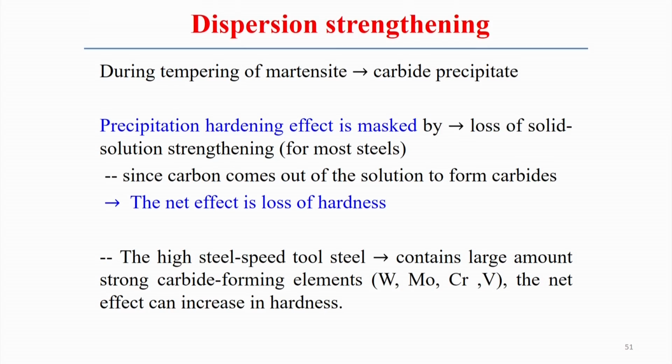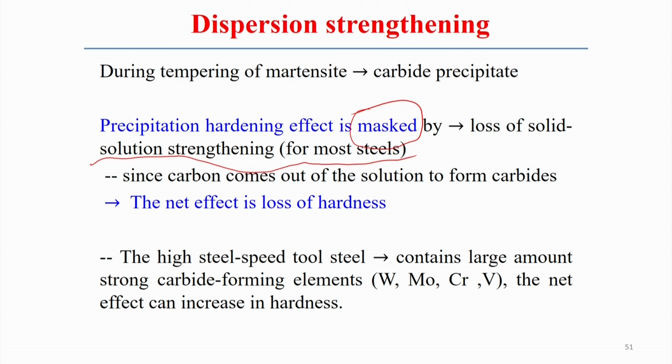But a few facts on dispersion strengthening: during tempering of martensite we also observe carbide precipitates, and the precipitation hardening effect is masked by the loss of solid solution strengthening for most steels. So it is obvious that the precipitation hardening effect is masked, compensated, or restricted by the loss of solid solution strengthening, for most of the steels.